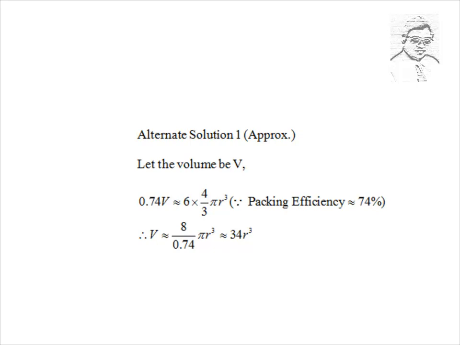This is an alternate approximate solution. Packing efficiency is approximately 74%. So if the volume is V, then 74% of V will be equal to the volume of 6 atoms. We have already found the number 6. On solving this, you will get V equal to approximately this much.